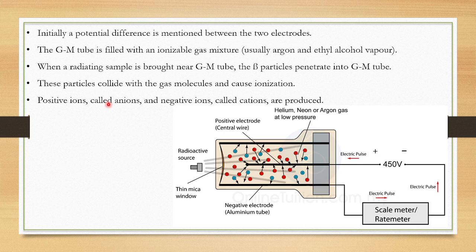So positive ions called cations and negative ions called anions are produced. As a result, two types of ions are created, both positive cations and negative anions are produced.